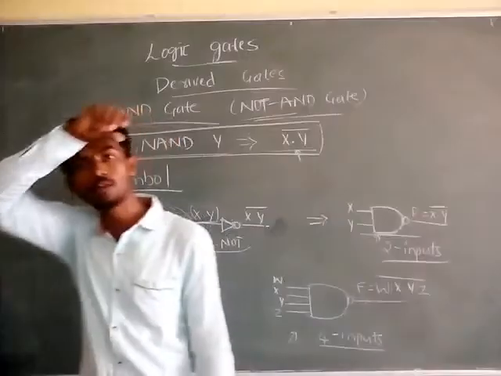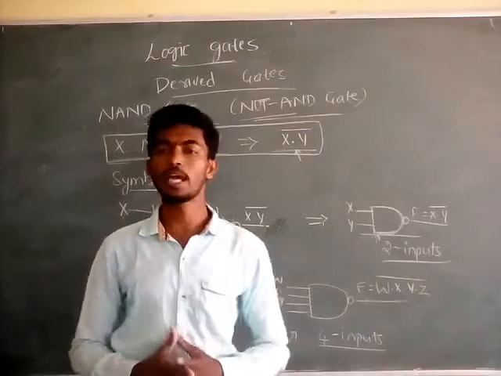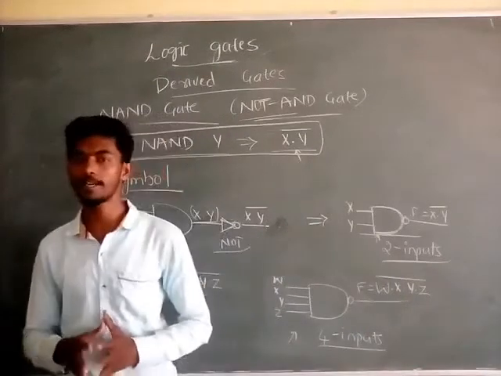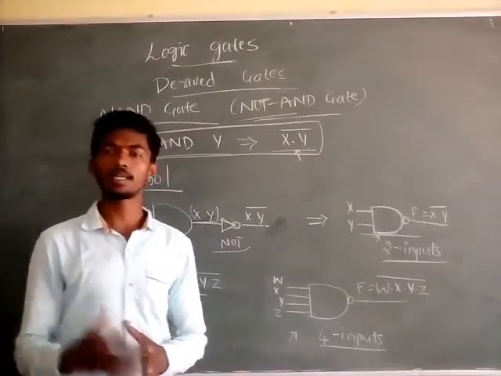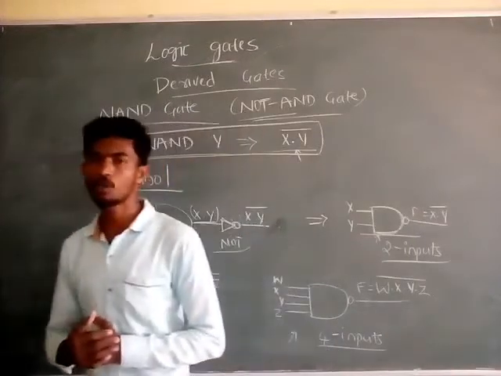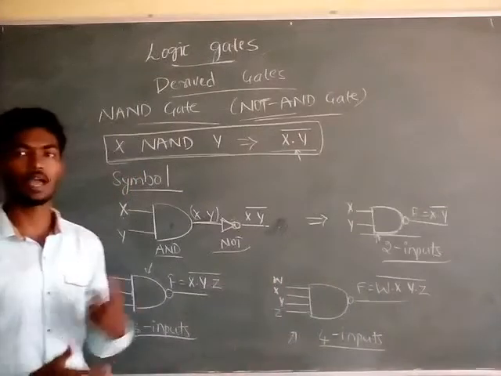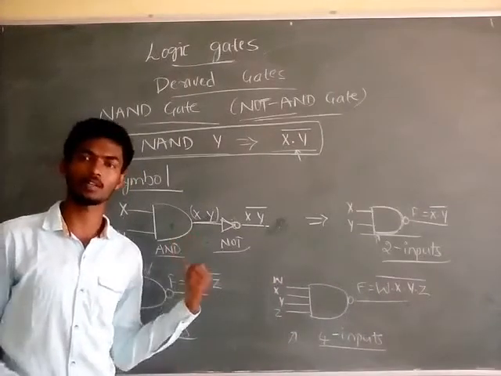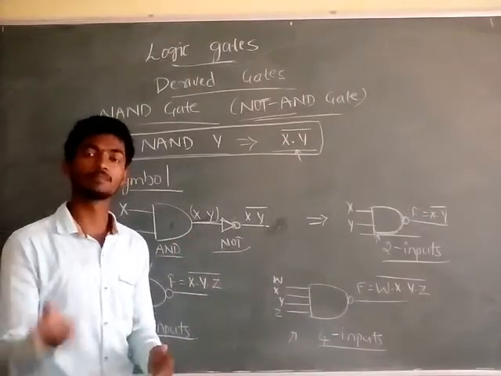In this class we have discussed two types of derived gates: the NOR gate and the NAND gate. Two other derived gates are there, the XOR gate and the XNOR gate. In the next classes I am going to teach you about the XOR gate and the XNOR gate.